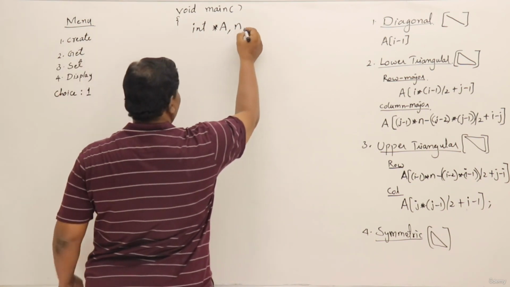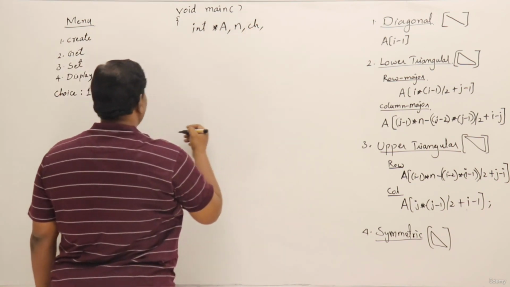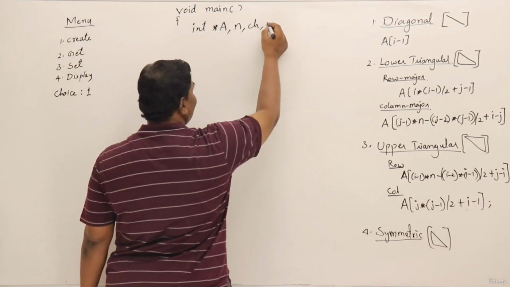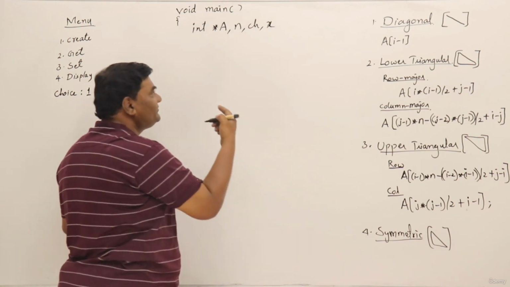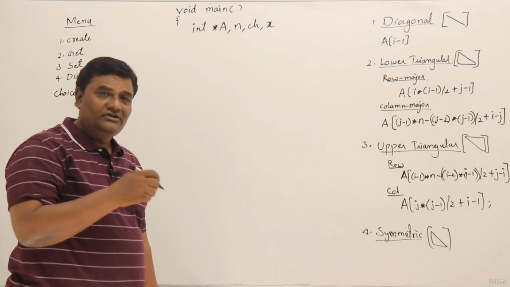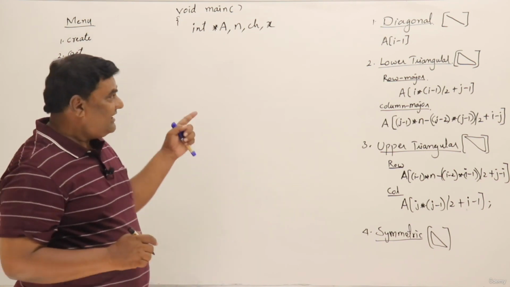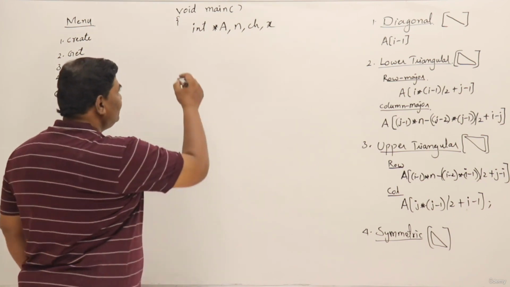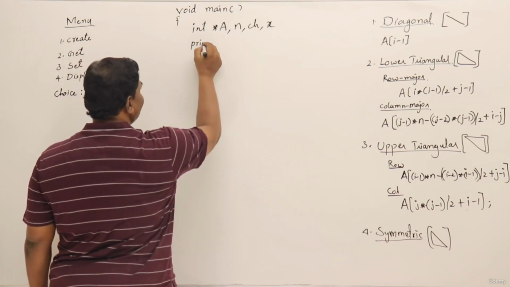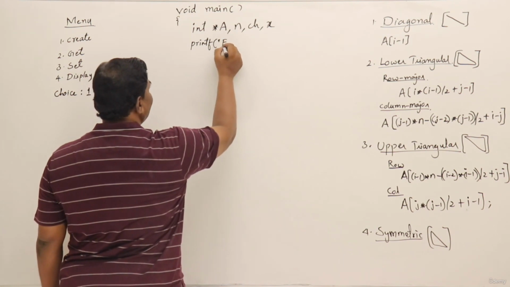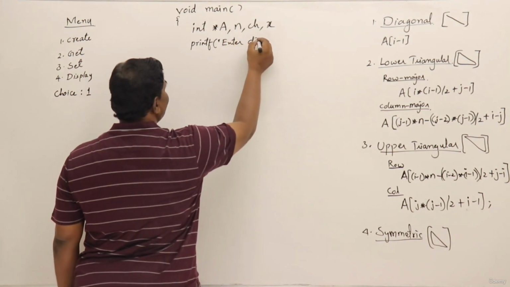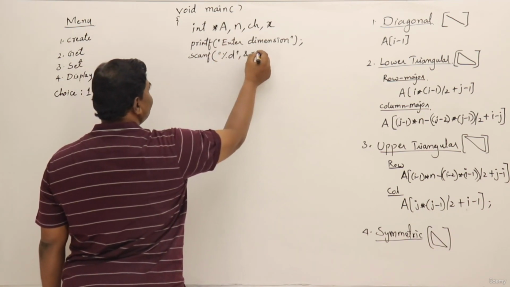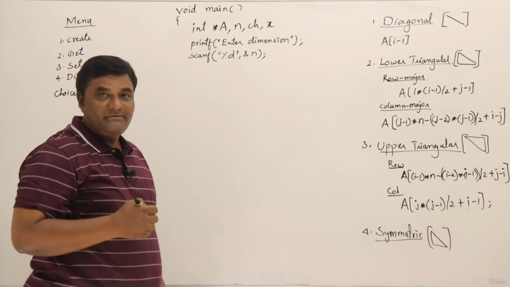Then for choice, I may need some variable ch for choice, taking choice 1, 2, 3 or 4. Then I need some variable maybe for reading the value, so I'll take one more extra variable x if at all required. The first thing, program should ask what is the dimension and create an array. So let us write a message, printf enter dimension, and scanf take the dimension in n, ampersand n. So here we got the dimension.